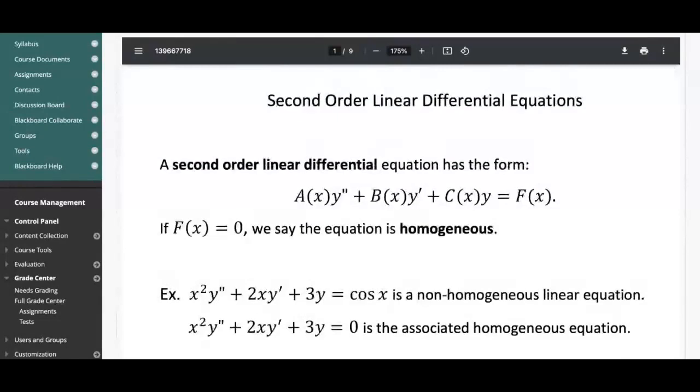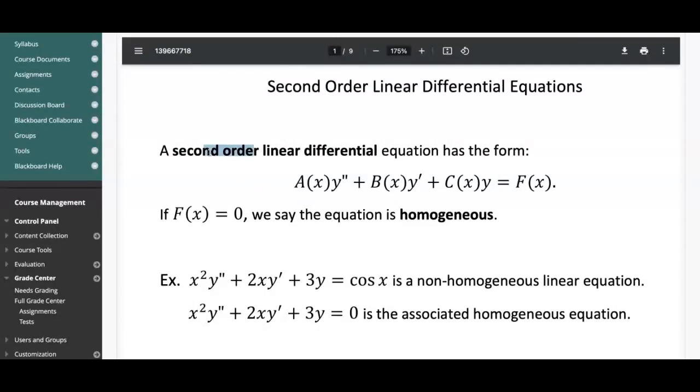Second order linear differential equations. There are some terms, so let's go step by step. A second order linear differential equation has this form. We see y double prime, the second derivative, multiplied by a certain function, then y prime multiplied by a function, and y multiplied by a function. Of course, some of these can be 0, but just not the y double prime term.